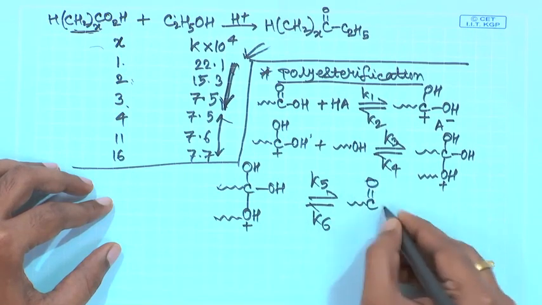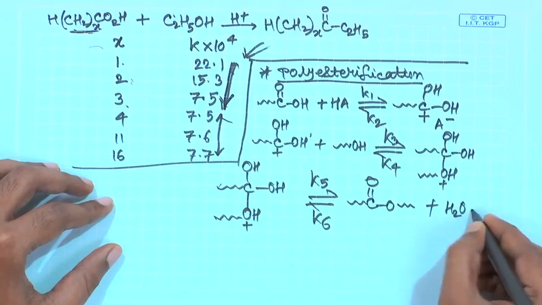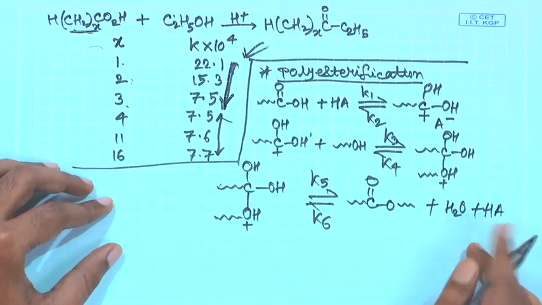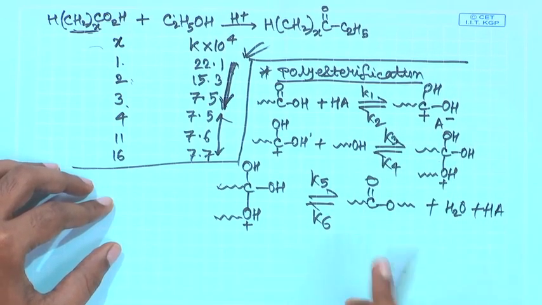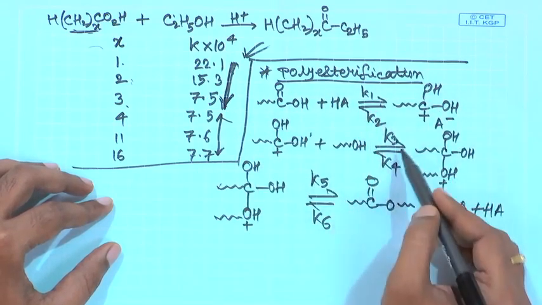You have an ester here, and then you will have water produced and you will have acid generated. Acid is your catalyst, it is generated back at the end. Now, when you look at this particular reaction, it has all these reversible signs here.